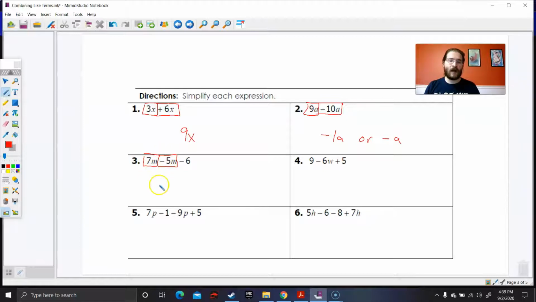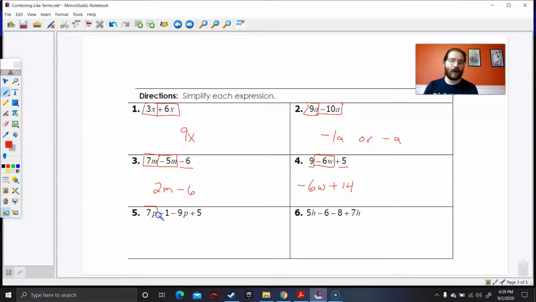All right, so this one, 7m, negative 5m. So 7 minus 5, we get 2m. Minus 6, we don't have anything to combine. All right. So we always start with our variables, all right? So we're going to start with negative 6w. So there's nothing to combine with that, so we just do negative 6w. And then we do our constant. So we have positive 9 plus 5, we get plus 14.